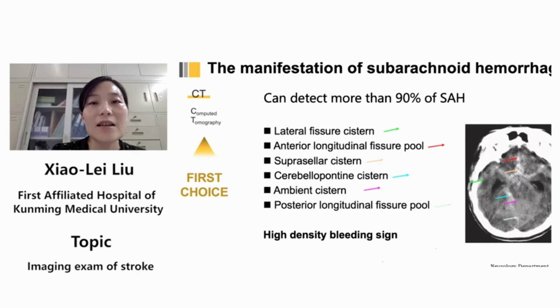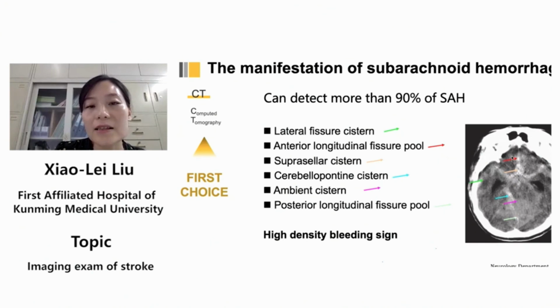And the last subtype of hemorrhage is subarachnoid hemorrhage. The first choice is also the CT scan. We can detect the high density bleeding sign here in all the cisterns. So this is here.